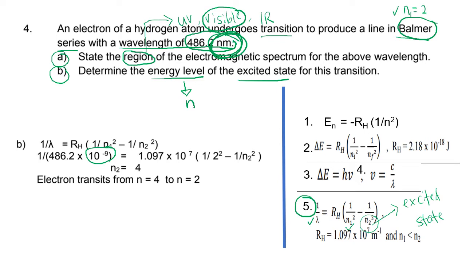So after you press the calculator, you will get n2 equal to 4. Okay, but let's say the question has a bit of change.